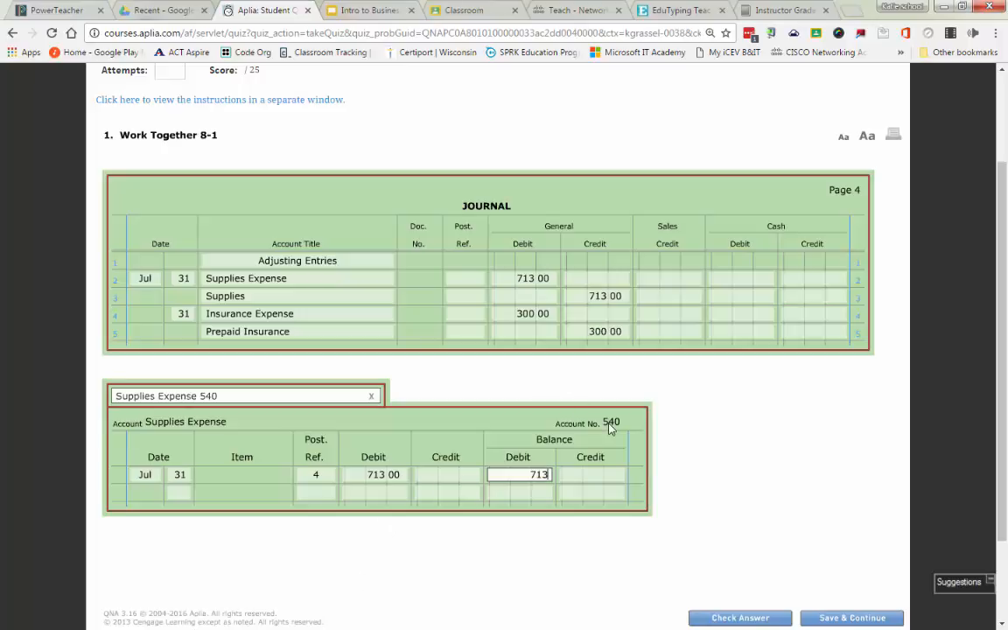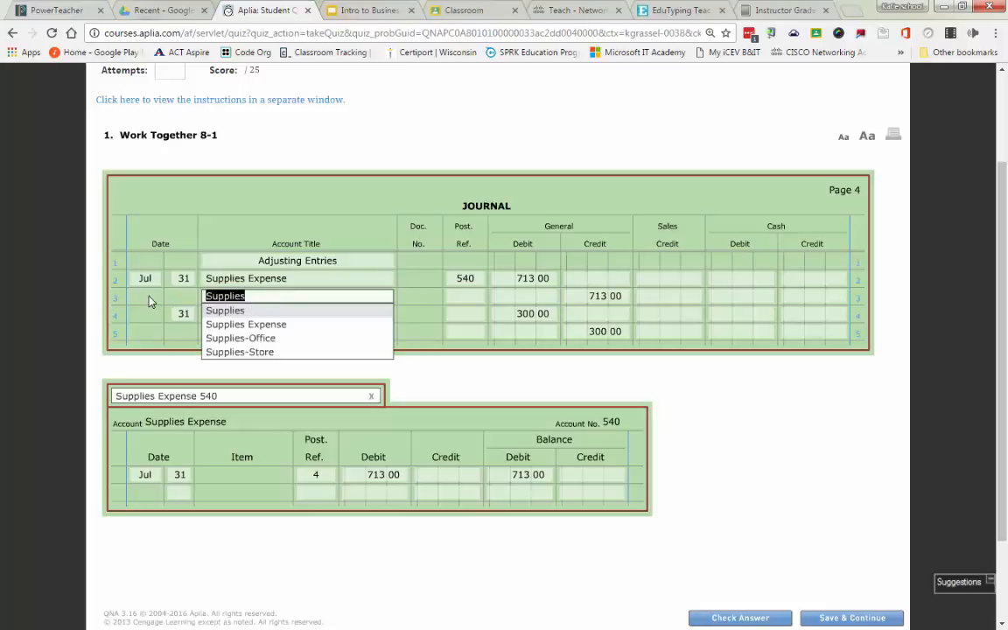My last step is always to take my account number 540 and put it back up on my journal. The process of how you post is as important as getting it done. So making sure that you follow it in those steps. So I just did line 2 of my journal. Now I'm going to move to line 3.